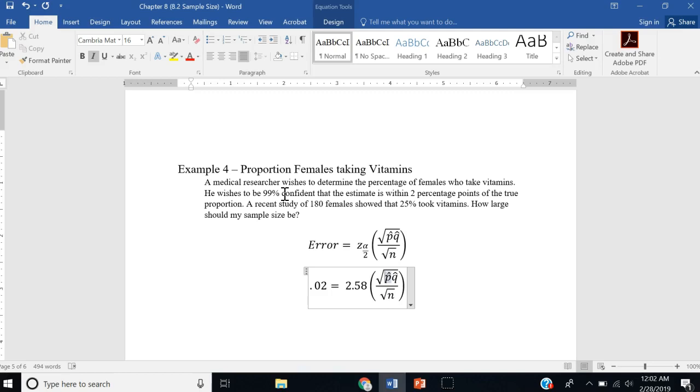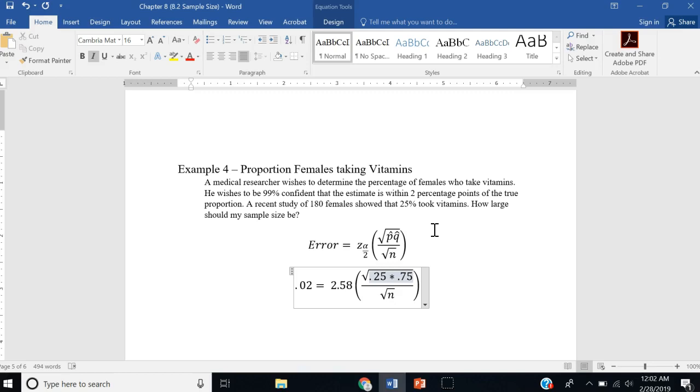Now, the only thing that we don't have is the p hat and the q hat right now filled in. But what we can use is the recent results. So recently, 25% of the 180 females took vitamins. So that means that success rate was 0.25. And we can just use 0.25 as an approximate for what our sample proportion is going to be. Now 0.25 is the proportion of success, so 0.75 is going to be the proportion of failure.